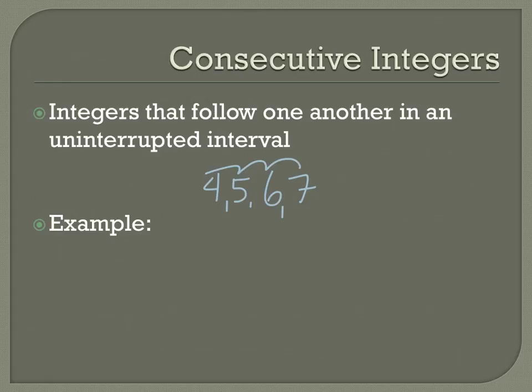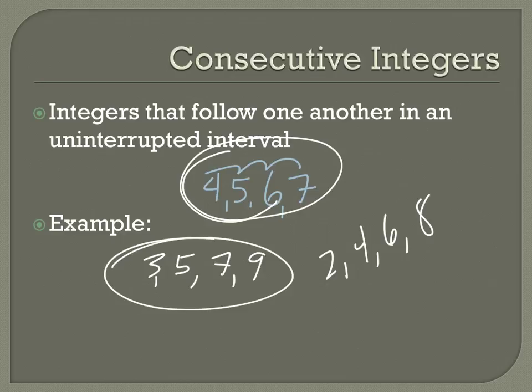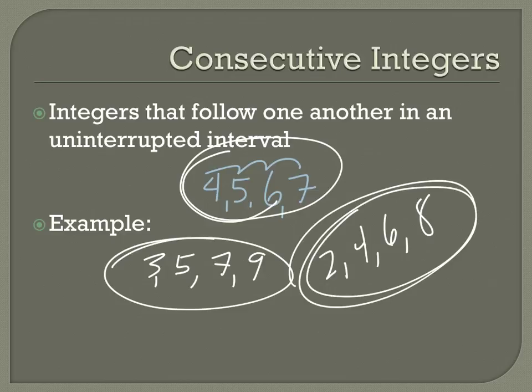Another example might be consecutive even. Ready? Watch this. 3, 5, 7, are you following me? 9. So those go in order, and those are consecutive odd, not even. That's funny. Well, you can have consecutive even, right? 2, 4, 6, 8. Those are all consecutive. These are just straight up consecutive, 4, 5, 6, 7. These are consecutive odd, 3, 5, 7, 9. And these are consecutive even, 2, 4, 6, 8. And those are simple examples.